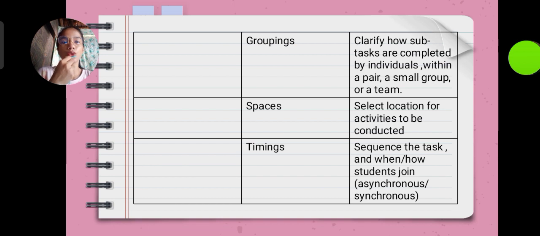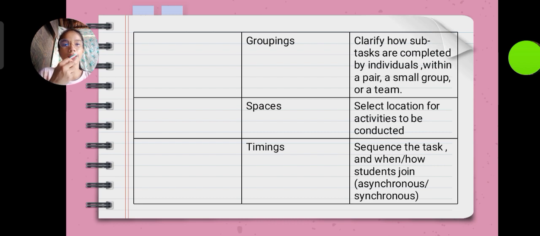Next is the groupings. This is also a part of the blended task technology dimensions. Groupings clarify how subtasks are completed by individuals, within a pair or a small group or a team. So when doing a task, the teacher is testing his or her students by giving them a task which can be completed by a group, individuals, a pair, or a small group or a team.